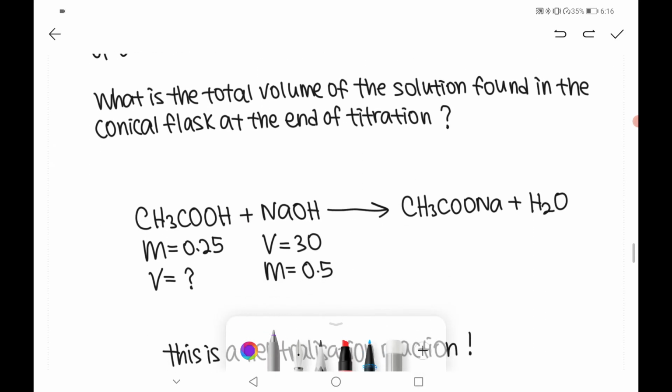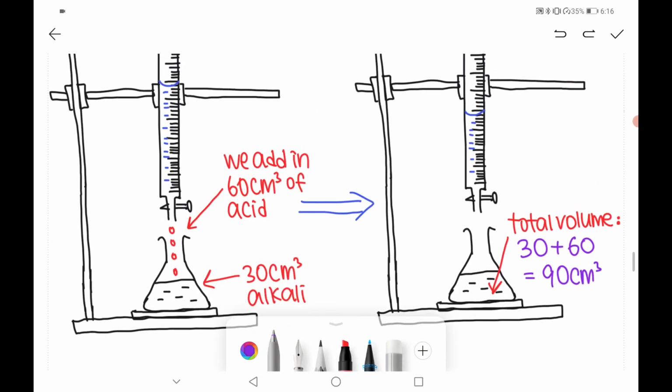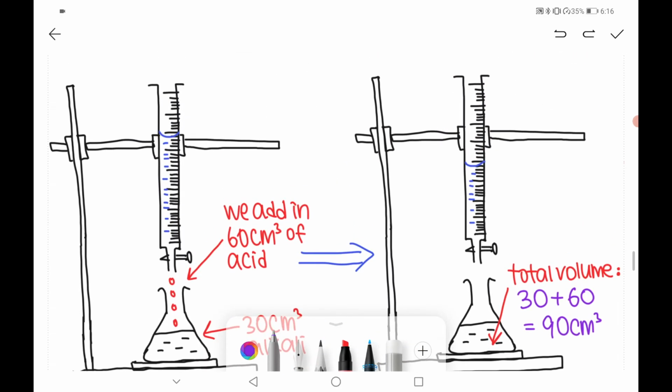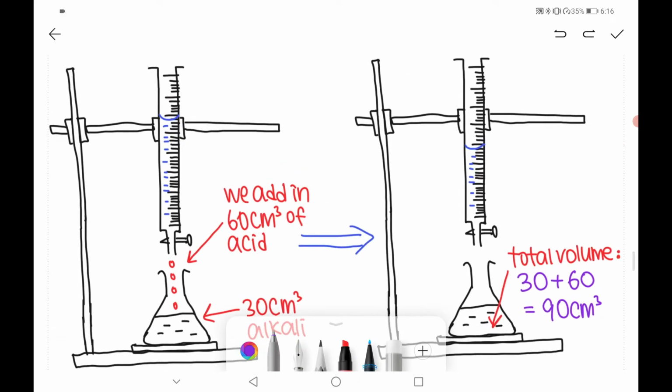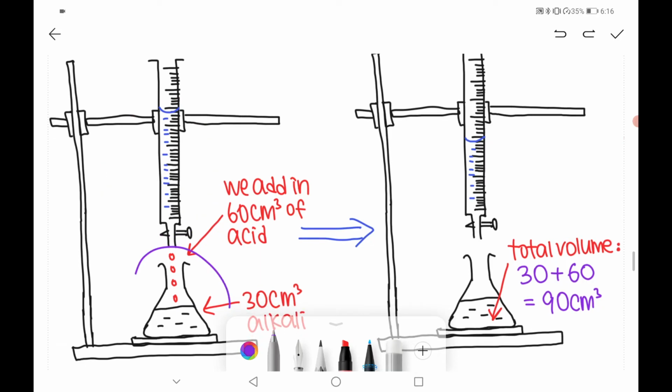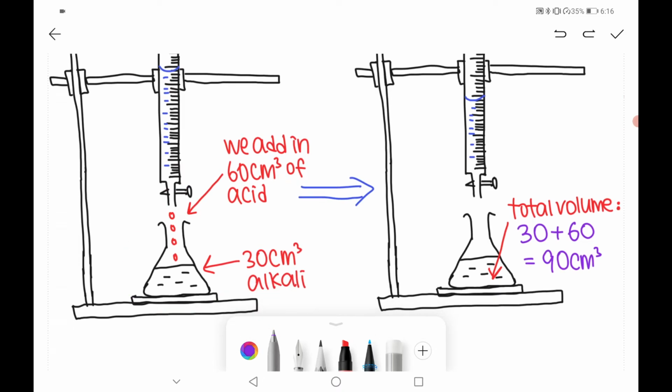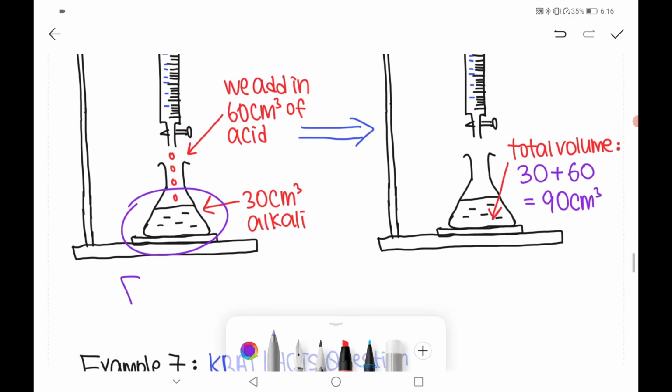So how to do it? I want you to imagine this. This is the titration process. In titration, this burette is your acid, and this conical flask is your alkali, right? The burette is here, and the conical flask is here. In the burette we have acid, and in the conical flask we have alkali. So they ask us, what is the final volume inside the conical flask?